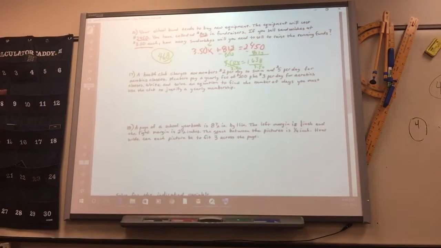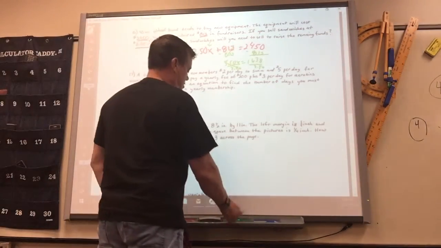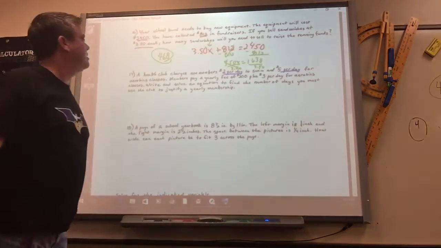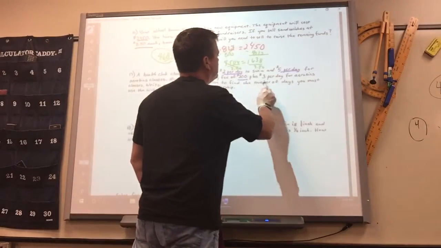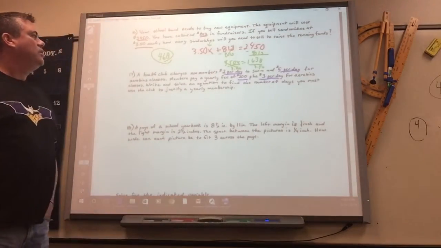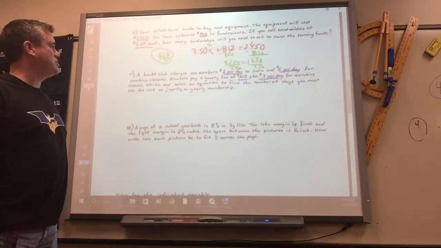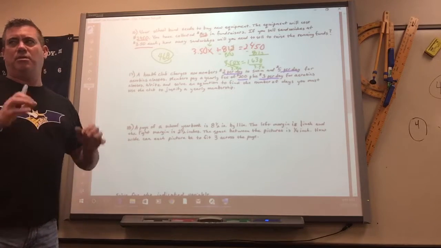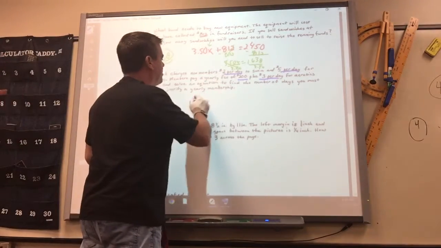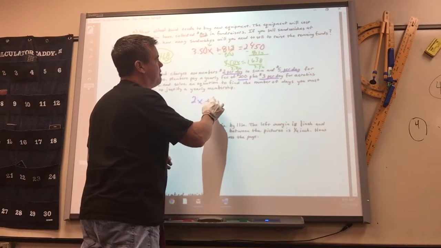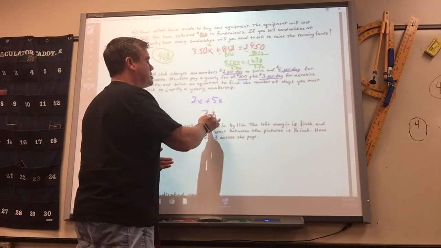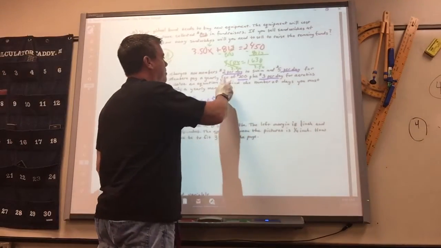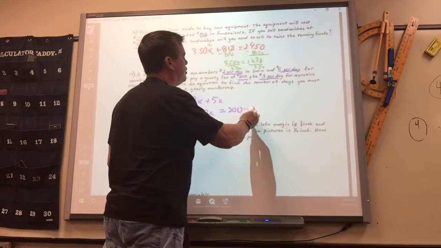Health Club. Non-members is $2 per day to swim and $5 for aerobics. Members pay $200 plus $3 per day for aerobics. Write and solve an equation to find the number of days you must use the club to justify. So remember how to do these types? You set them equal to each other. The non-members is 2x plus 5x, which means you're paying $7 per day, right? You want that to equal the members, which is $200 plus $3 per day.